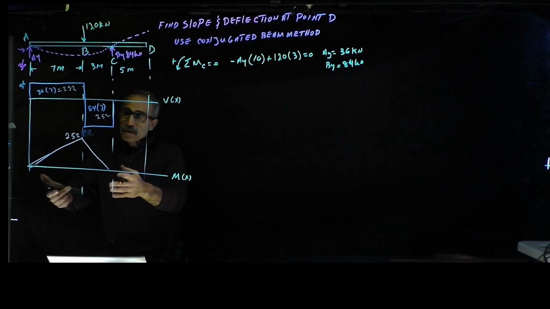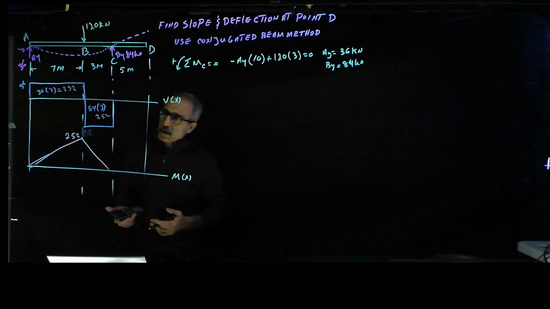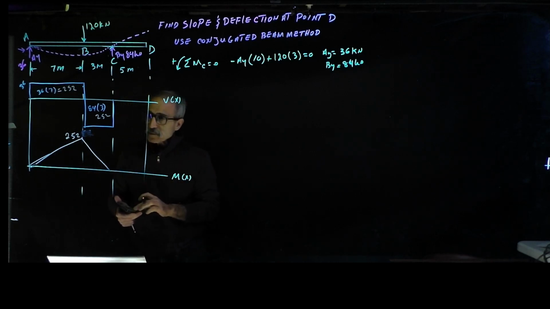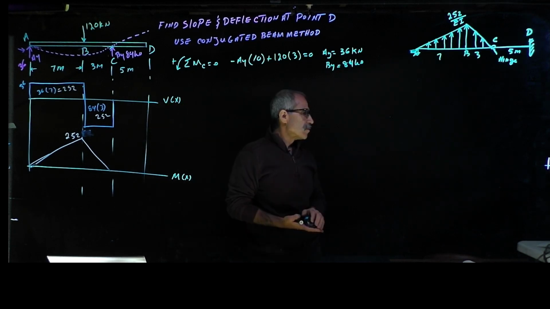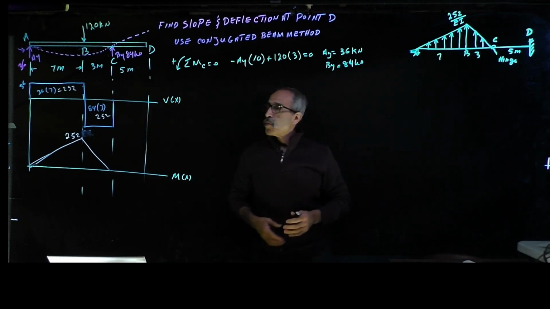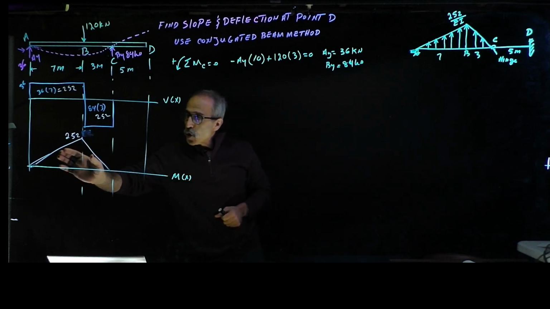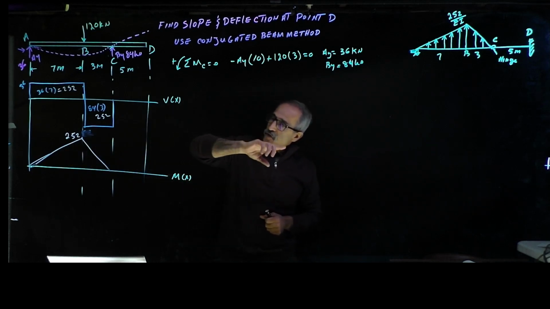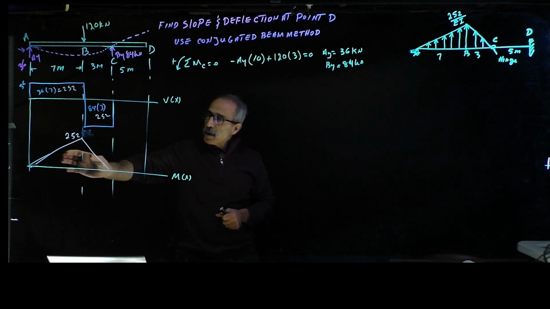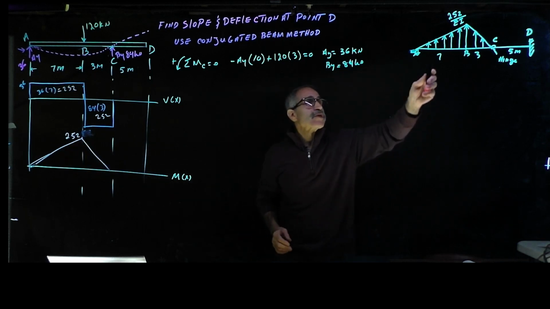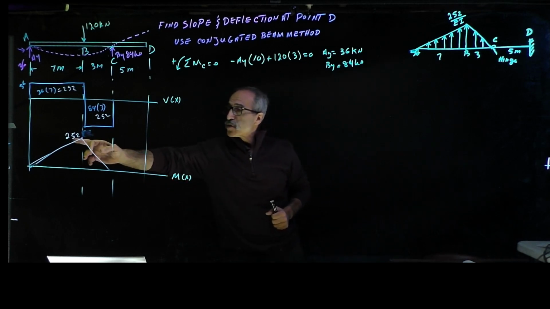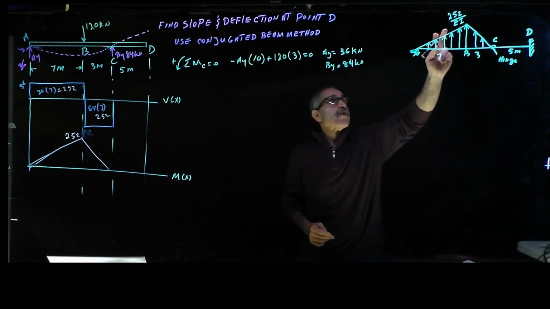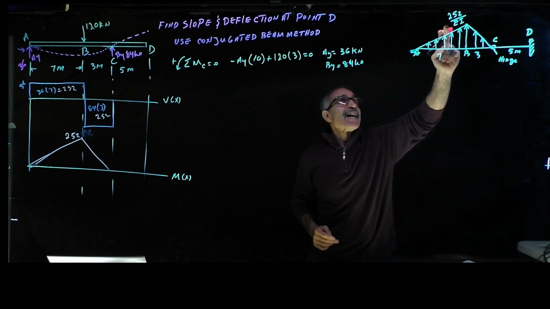So now I'm going to use this moment diagram to construct my conjugated beam. So this will be the load for our conjugated beam. Because this is positive, the load is going to go up this way. And the magnitude of it, 252, is going to be 252 divided by EI.